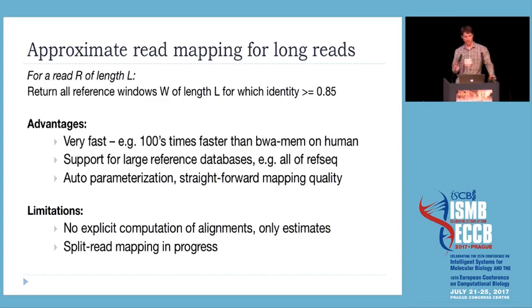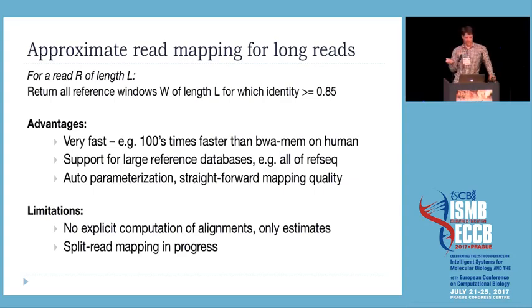And it's hundreds of times, in some cases 300 times faster than BWA-MEM mapping for, say, PacBio data to human. You can support large reference databases. It auto-parameterizes itself, so you just tell it the length of your reads and you tell it the identity of your reads, and it can auto-configure the algorithm to be sensitive enough for that. It reports kind of straightforward ideas of mapping quality and so on.